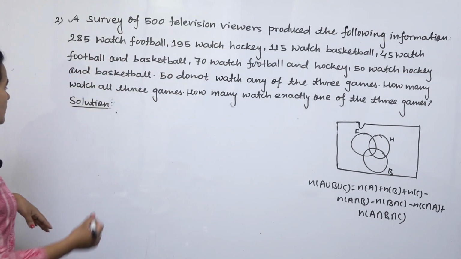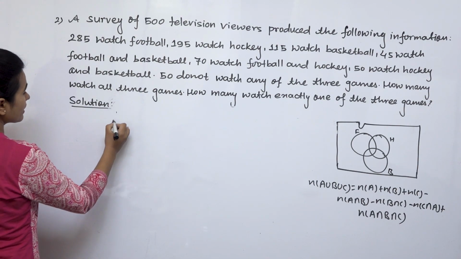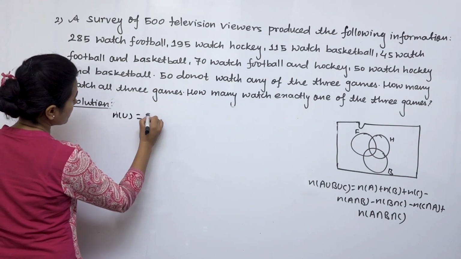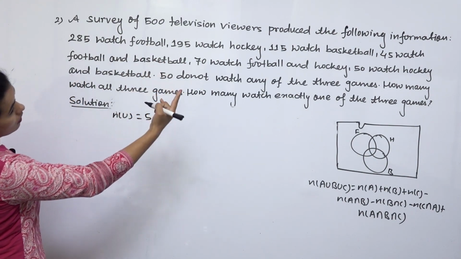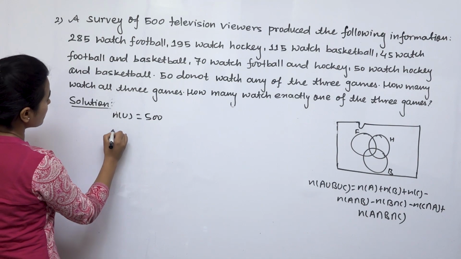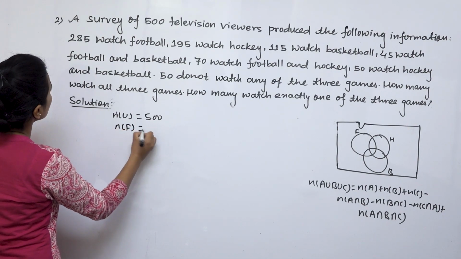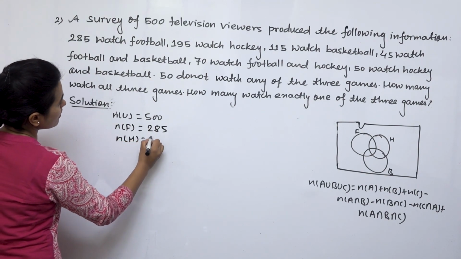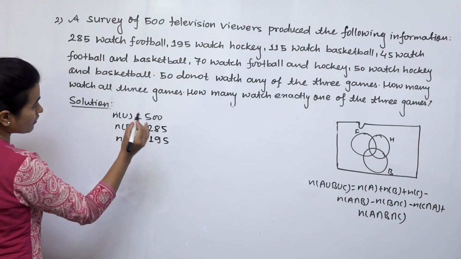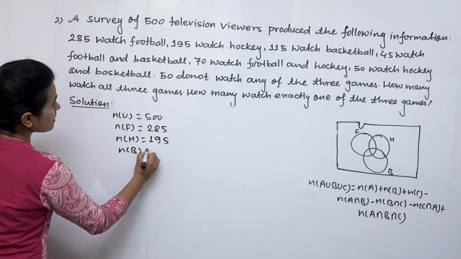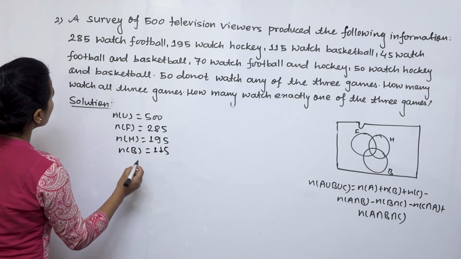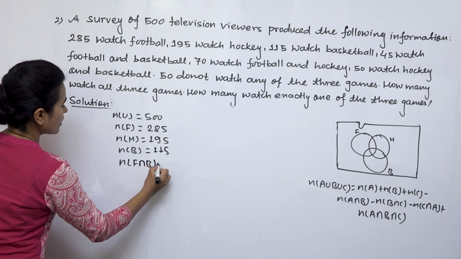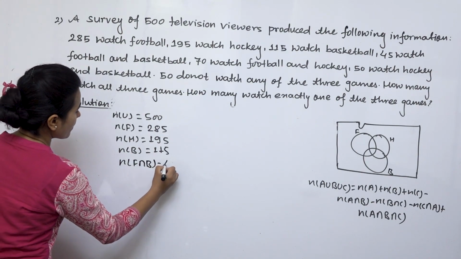Now for this question, let's begin with the given part. n(U), the total number of persons, is given as 500. 285 watch football: the number of people who watch football is 285. 195 watch hockey: n(H) is given as 195. 115 watch basketball: n(B) is given as 115. 45 watch football and basketball: football intersection basketball is 45.